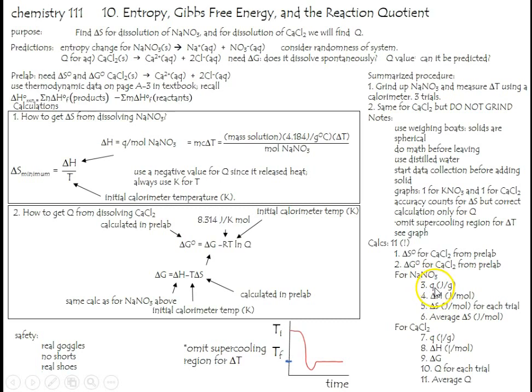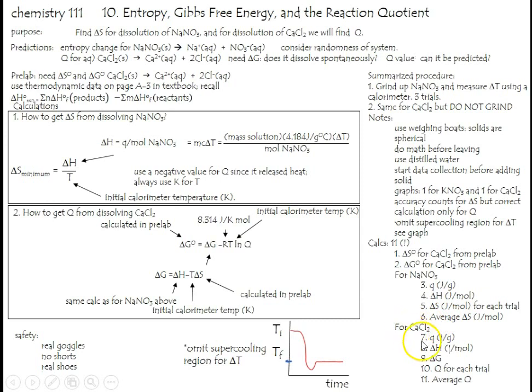1, how much heat is evolved in joules per gram or required. How much enthalpy change it is. That's simply a matter of going from joules per gram to joules per mole. I believe the molecular weight is about 85, but check me on that for sodium nitrate. And then the change in the entropy value in joules per mole for each trial. And that's shown right here, how to calculate it. And take the average for me.